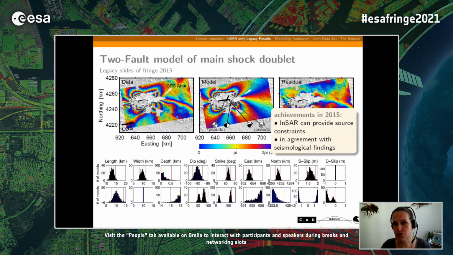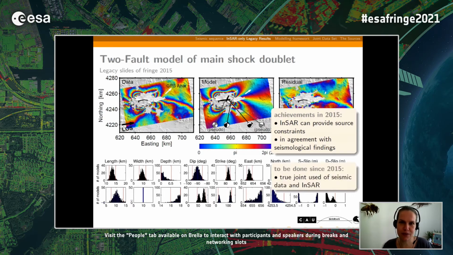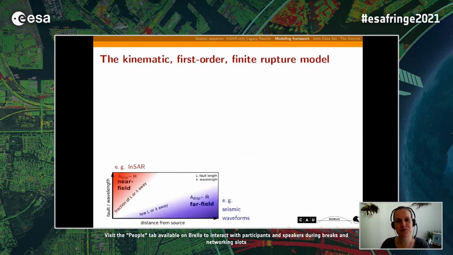So what I left you with in 2015 was that what we got from these optimizations is that seismology and geodesy kind of agree. So this is nice, and InSAR seems to be able to constrain something. But of course, you would need to make a true joint optimization. Okay, next slide. And this is where we are now, 6 years later. I wanted it to be like 5 years later, you all know.